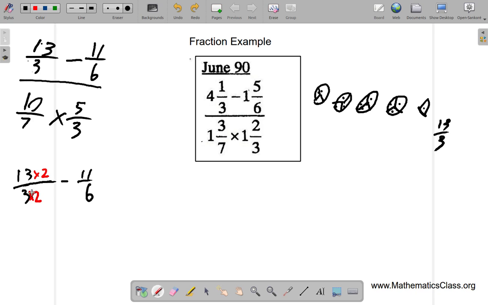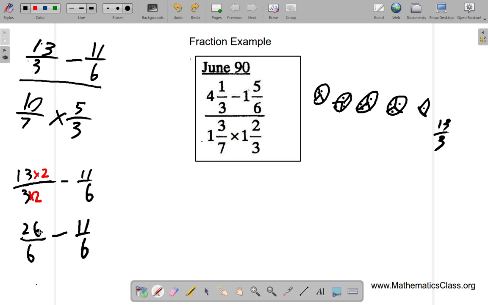Now here, 13 by 2 is 26 up top over 3 by 2, 6 down the bottom, minus 11/6. You see that? So what I'm saying here now is I don't even need to draw this line.